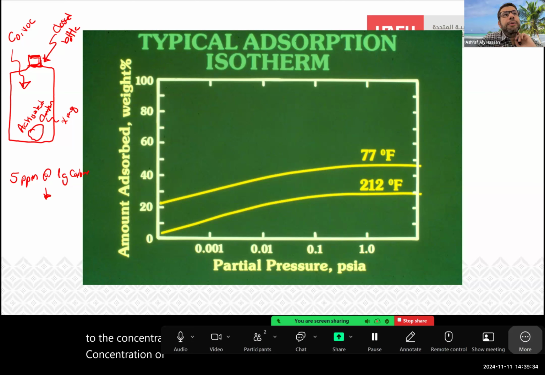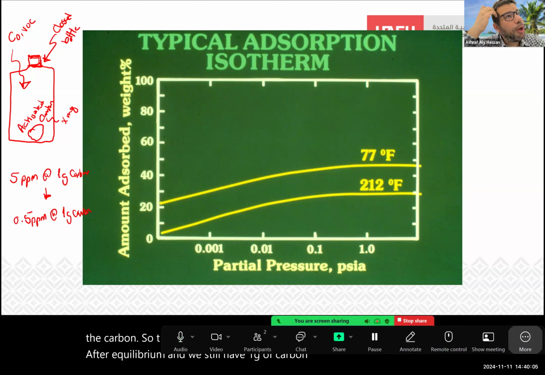Yes. The concentration of benzene, that's benzene, not carbon, will decrease. Why? Because it's not available anymore in the gas. Now some of it will be in the gas and some of it will be on the surface of the carbon. So this 5 maybe becomes 0.5 after equilibrium, and we still have 1 gram of carbon. Where is the other 4.5? They are on the surface of the carbon.